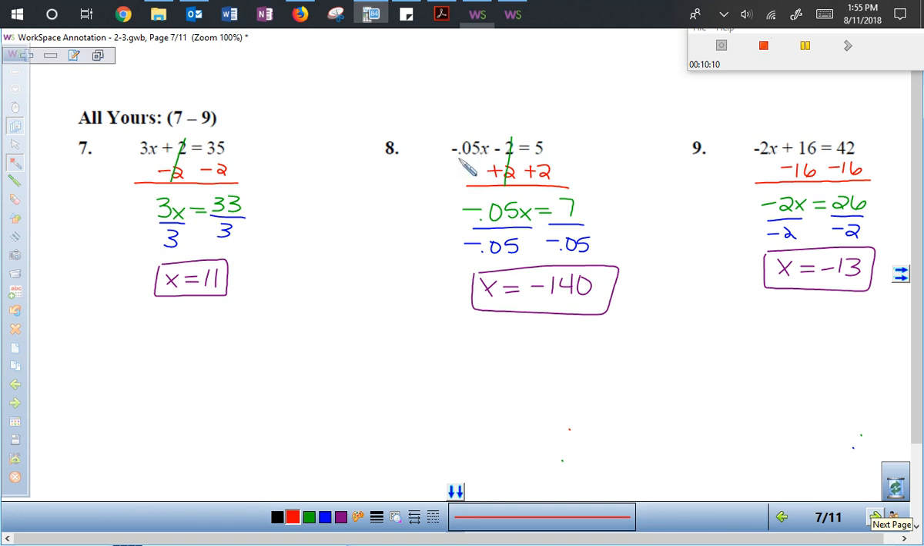Now be very careful when you're dealing with decimals. Where is that decimal located? Is it 0.05 or 0.5? Because that'll get you a very different answer.